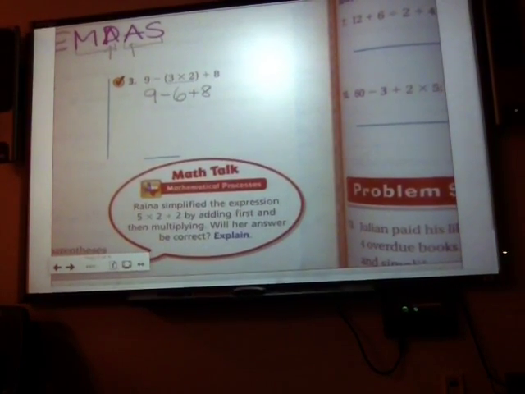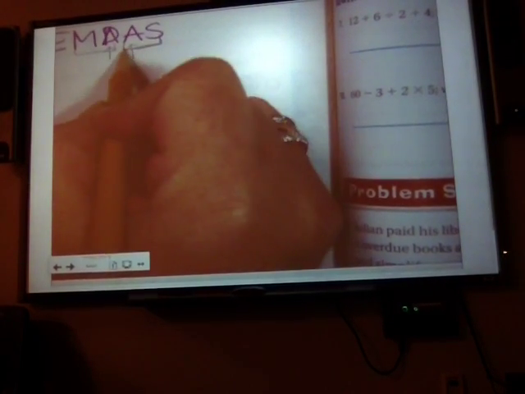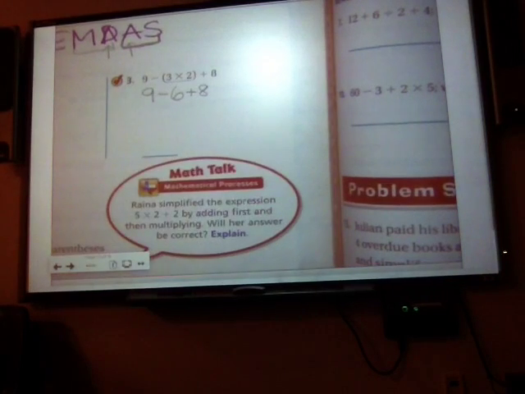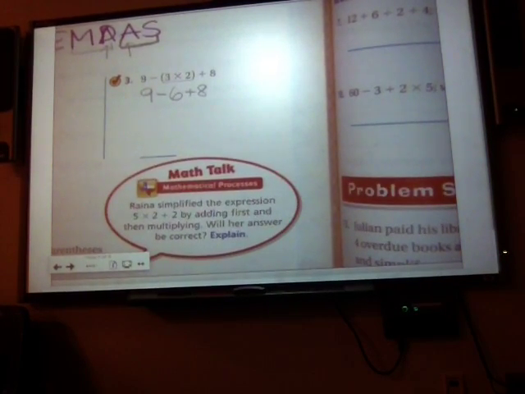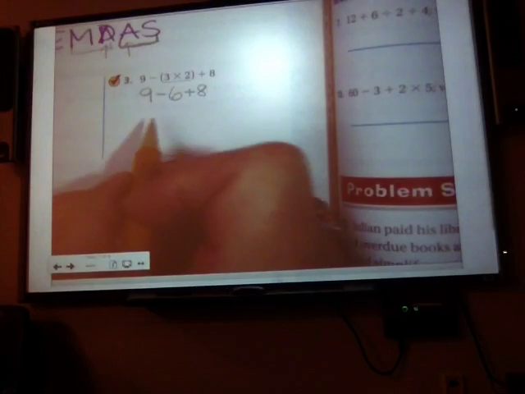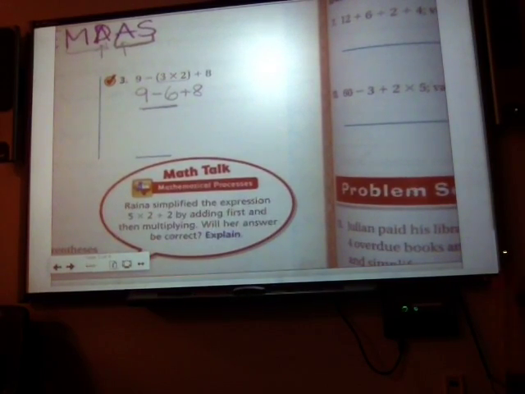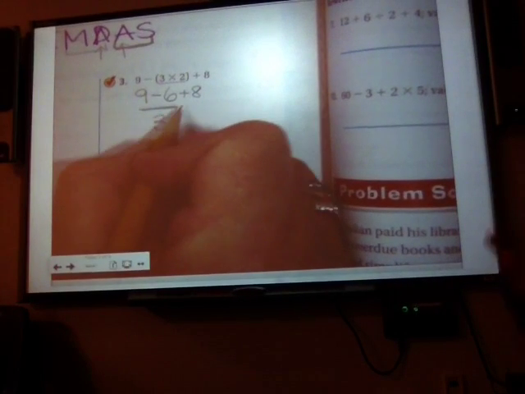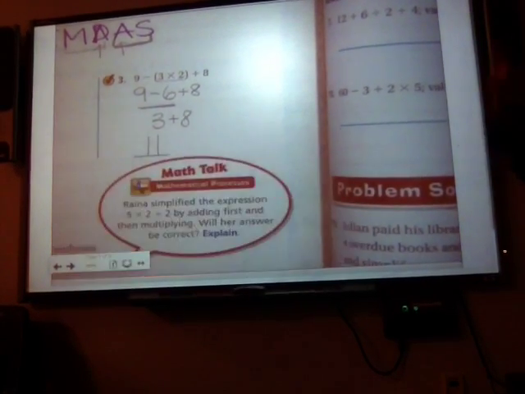Therefore, I'm now simplifying my equation. Ladies and gentlemen, all I have left is addition and subtraction. And what did we say about my addition and subtraction? First come, first solved. Well, guess what came first? Subtraction today. So 9 minus 6 is what? 3. 3 plus 8 is 11.